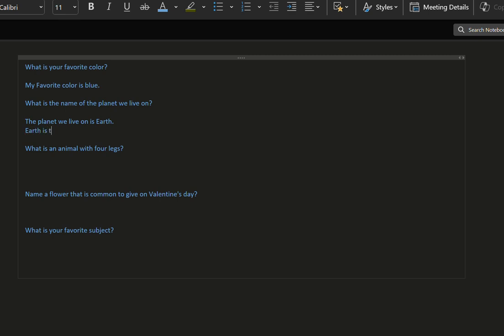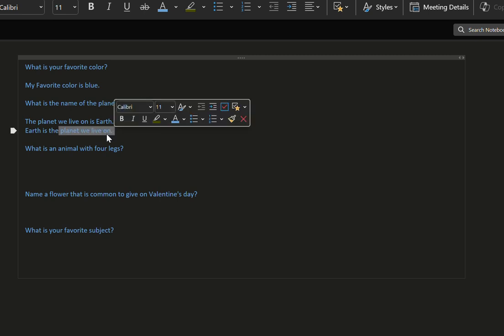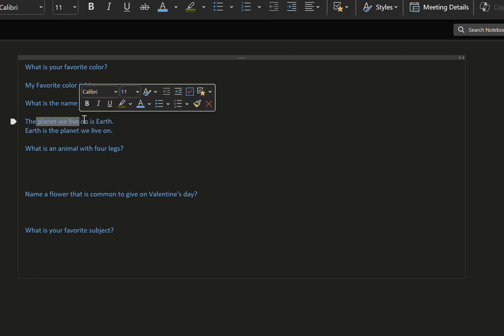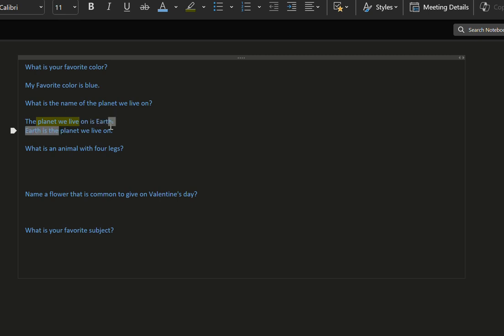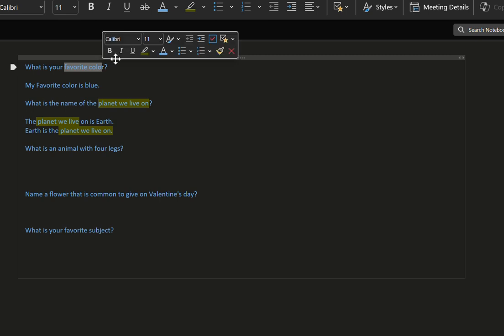Another way that we could do this is, if I can spell, Earth is the planet we live on. So see, we have planet we live on from the question, and then we put it as part of our answer to fill out the rest of our sentence in order to make a complete sentence, in order for everyone else to know what we're talking about. And I've decided that I'm just going to highlight all this so you can all see where it comes from.